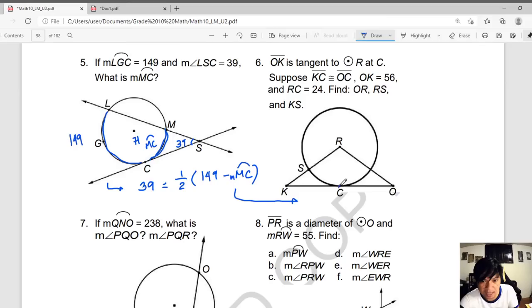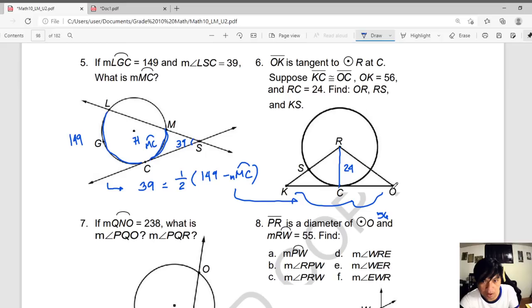OK is 56. From here to here, that is 56. And RC is 24. RC, ibig sabihin, gagawa tayo ng line dyan. RC is 24. Find OR. This one, OR.